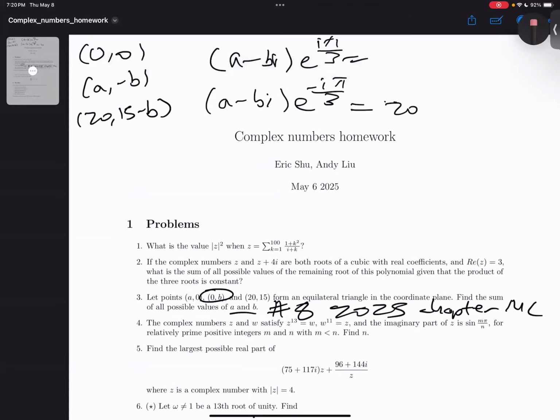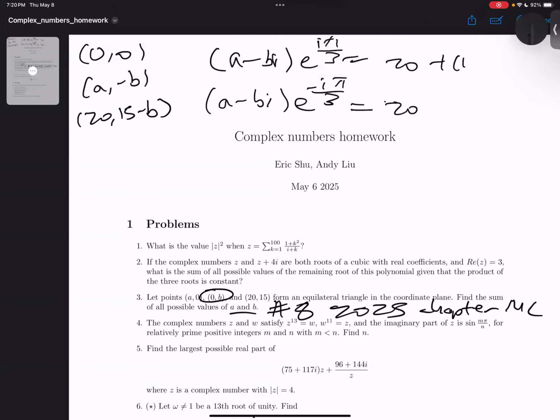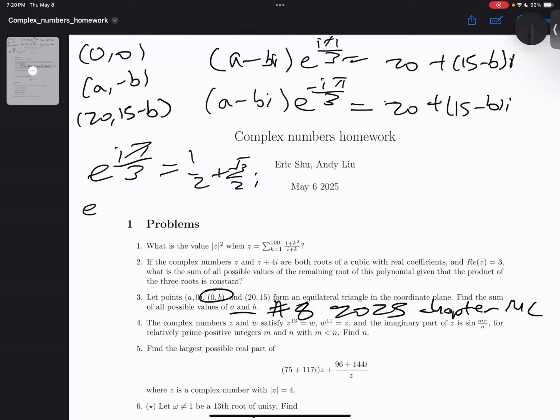We can move them all into a complex form. And now there's really nothing we can do but just the horrible bashing. We substitute e to the i pi over 3 is equal to 1/2 plus root 3 over 2 i, and e to the negative i pi over 3 is equal to 1/2 minus root 3 over 2 i. And this gives us our answers. I'm not going to do the horrible messy scratch work out here.